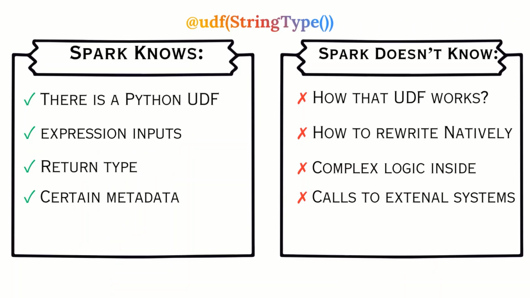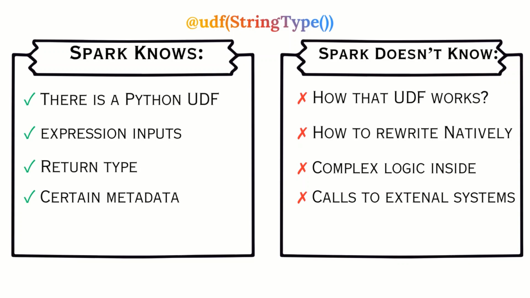And there is a common misconception that Spark knows nothing about UDFs. Actually, Spark does know some things about your UDF. For instance, when you write @udf by passing StringType as a parameter, what does Spark know? It knows there is a Python UDF, its expression inputs, its return type, that is string here, and certain UDF metadata.